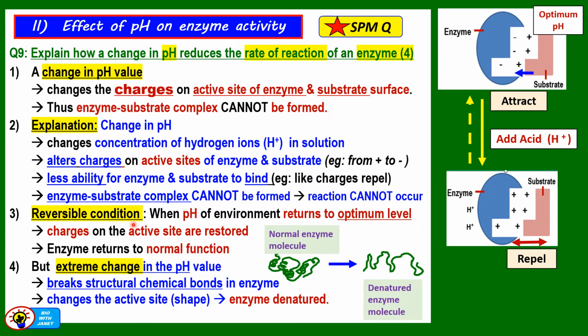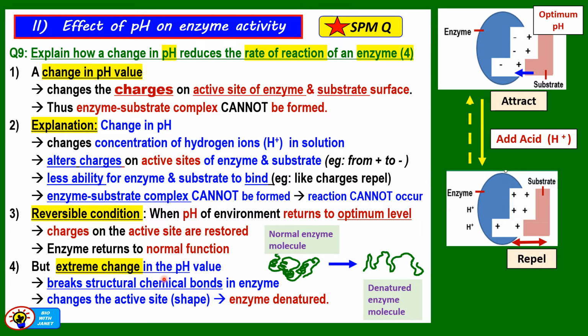Now, reversible condition. When the pH of the environment returns to the optimum level, the charges on the active site can be restored. So this reaction can go backwards if we change the pH of the environment to restore the charges on the active site and the substrate surface. Then the enzyme returns to normal function.